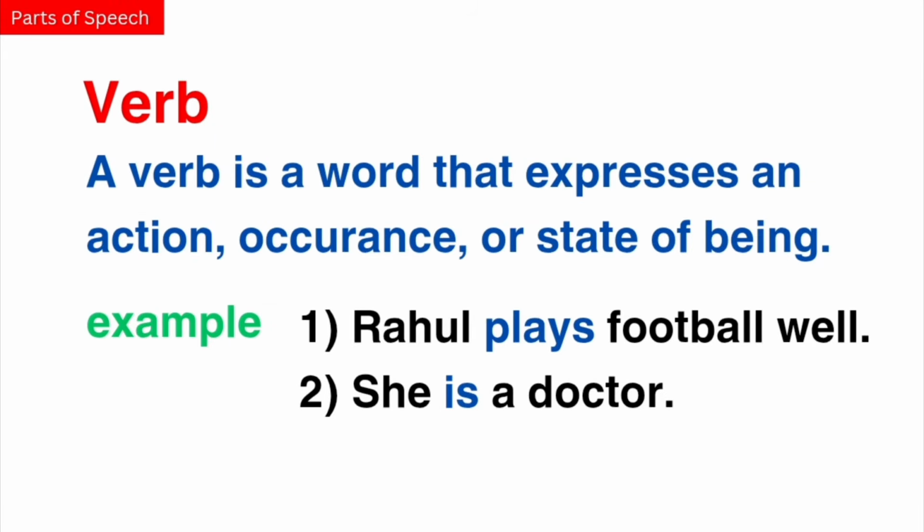Verb. A verb is a word that expresses an action, occurrence, or state of being. Example: 1. Rahul plays football well. Here, plays is a verb. It shows an action performed by Rahul. What he does. He plays football. 2. She is a doctor. Is a verb. It shows a state of being. What is she? She is a doctor.